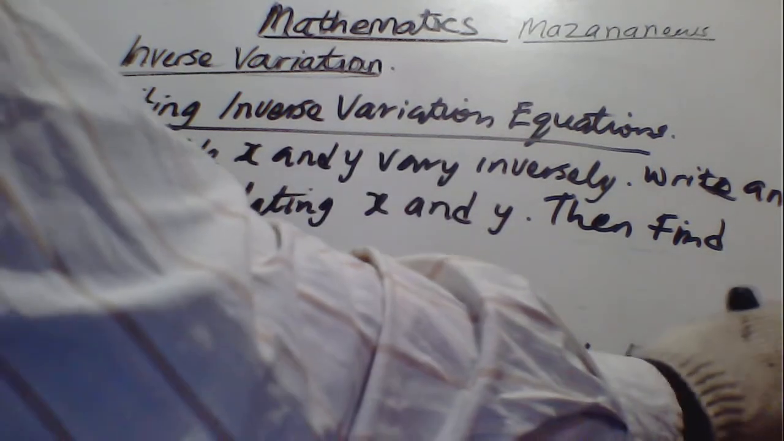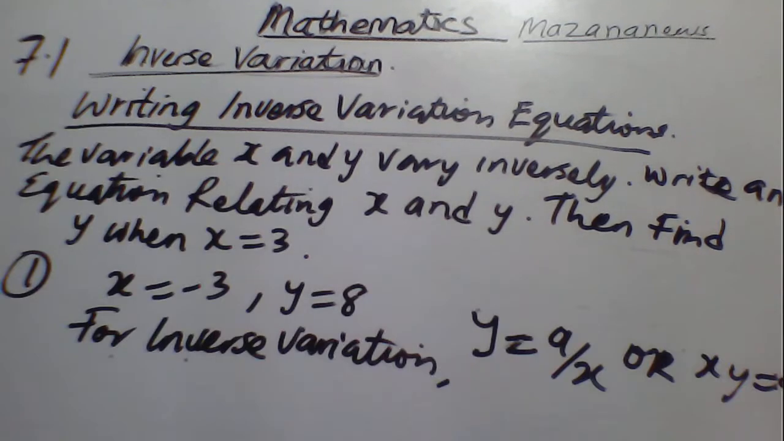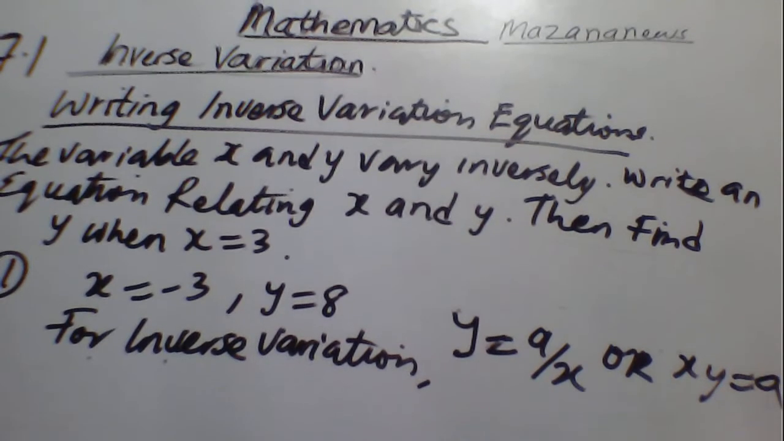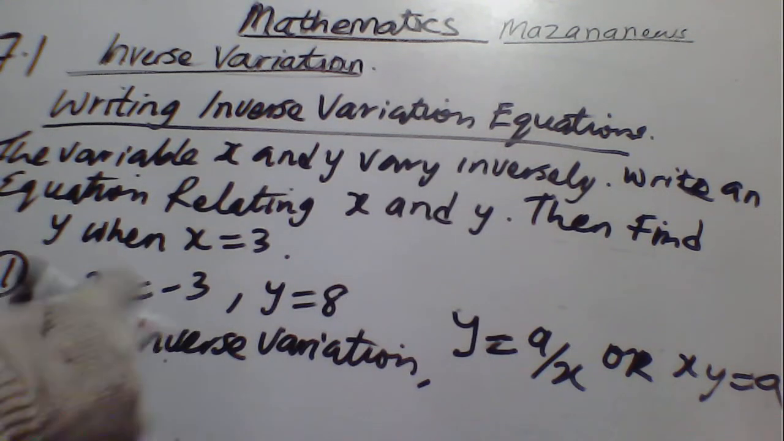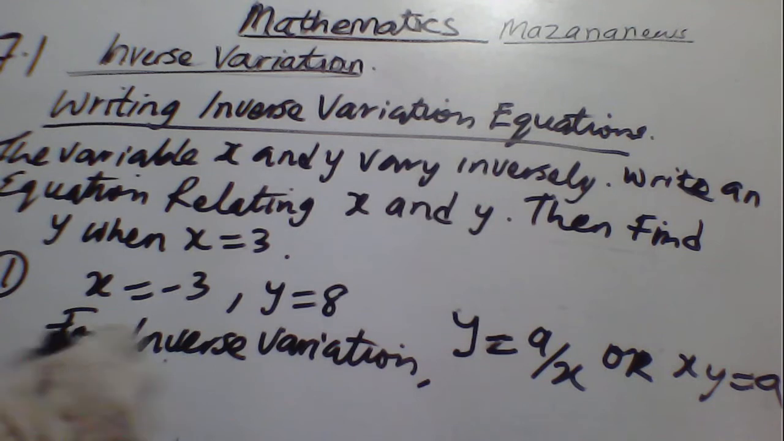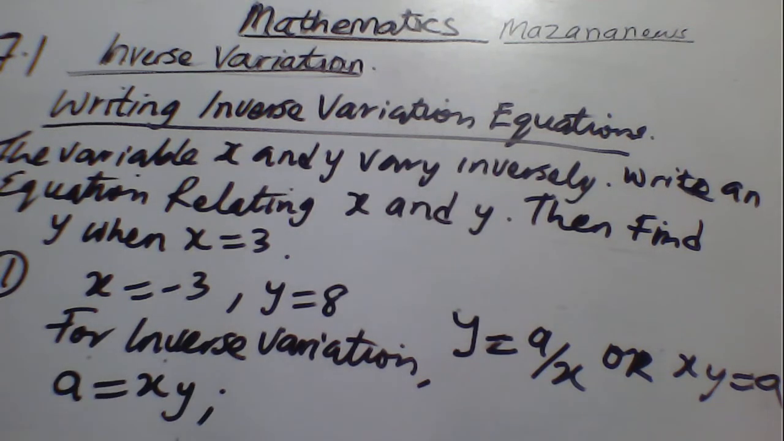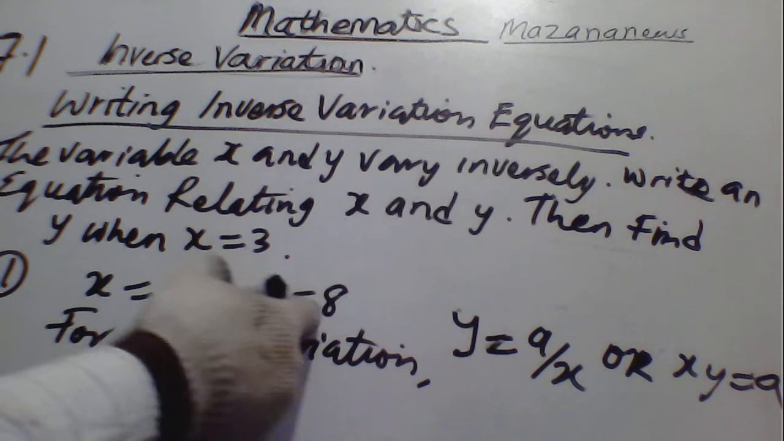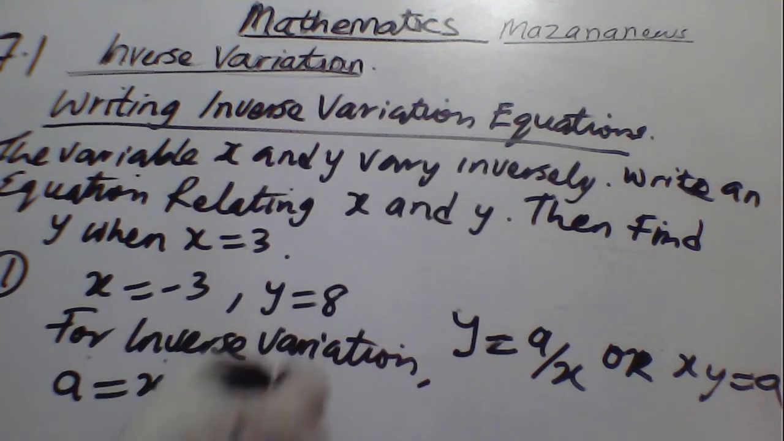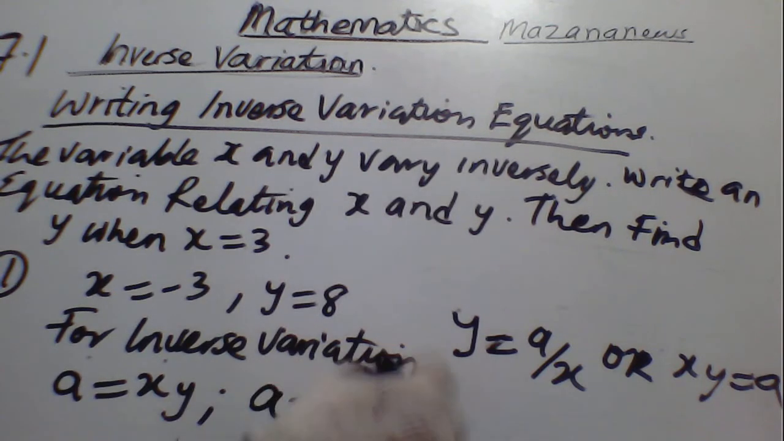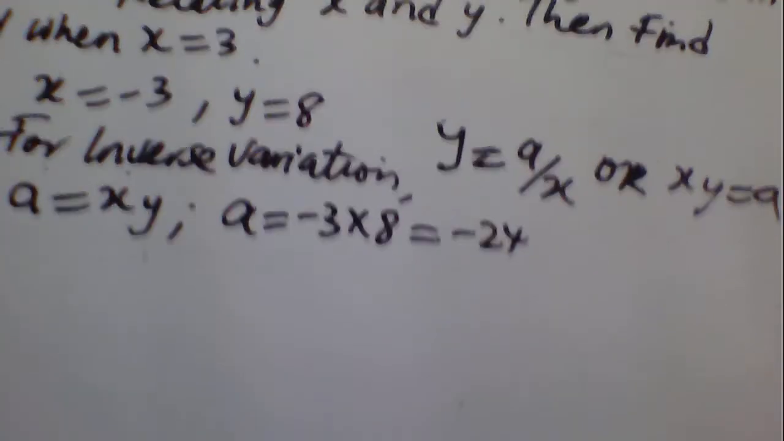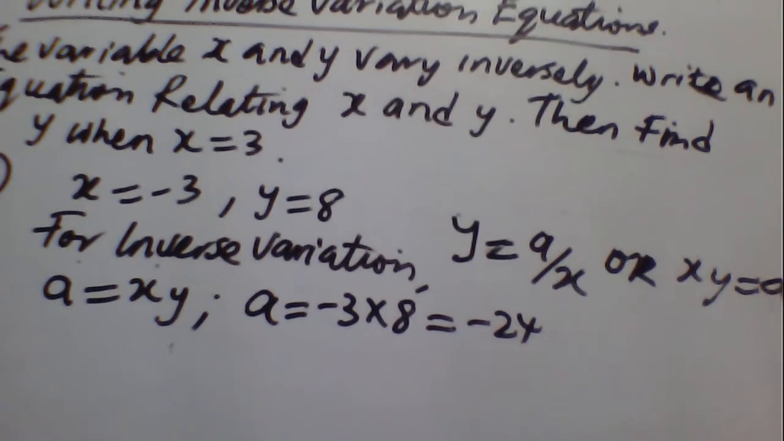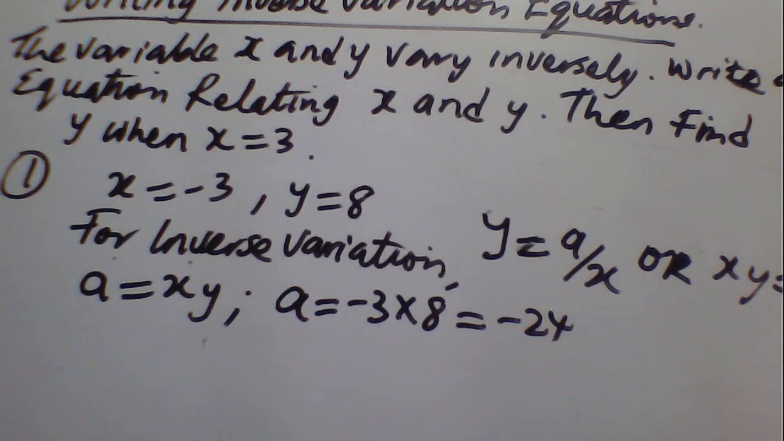y is equals to what? a. So this is the relationship between them. From here you can use the relationship given that a is equals to xy. So here you are given x as minus 3 and y is equals to 8. So a is equals to minus 3 times 8 to give us minus 24. So minus 24 is the constant of variation. It's what? The constant of variation.